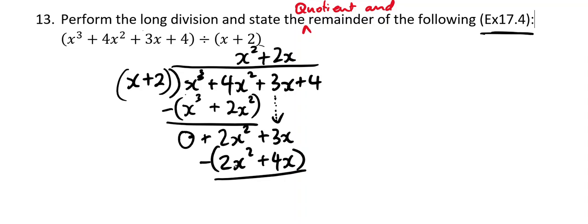So 2x squared minus 2x squared is 0. Not going to write the 0 this time because I can't rub it out. But then positive 3x minus 4x is negative x. Again, bring the next place value down, plus 4. And we're saying x times by what gives negative x? Well, negative 1. Negative 1 is the last bit. And then negative 1 times by x gives us negative x. And negative 1 times by positive 2 is negative 2.